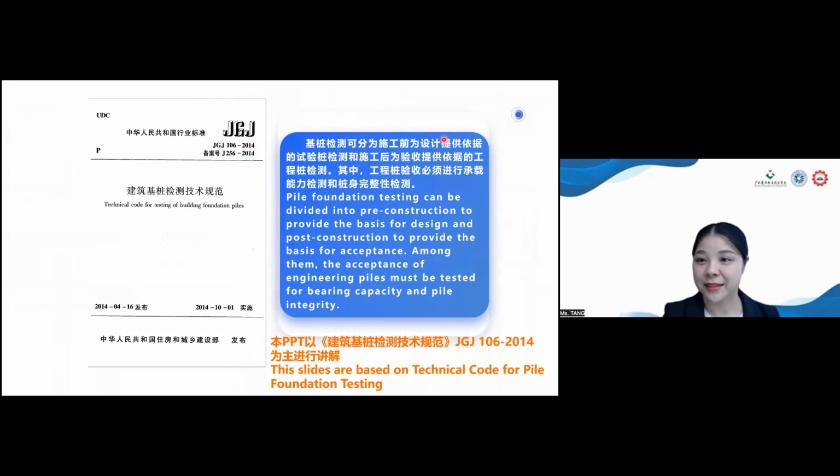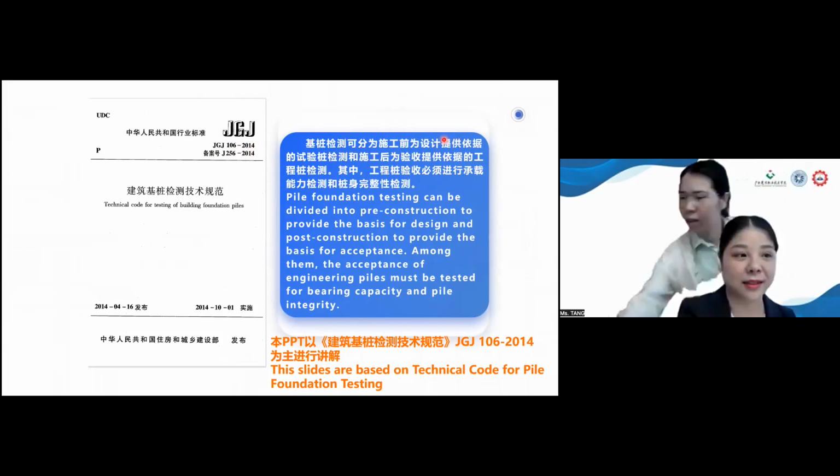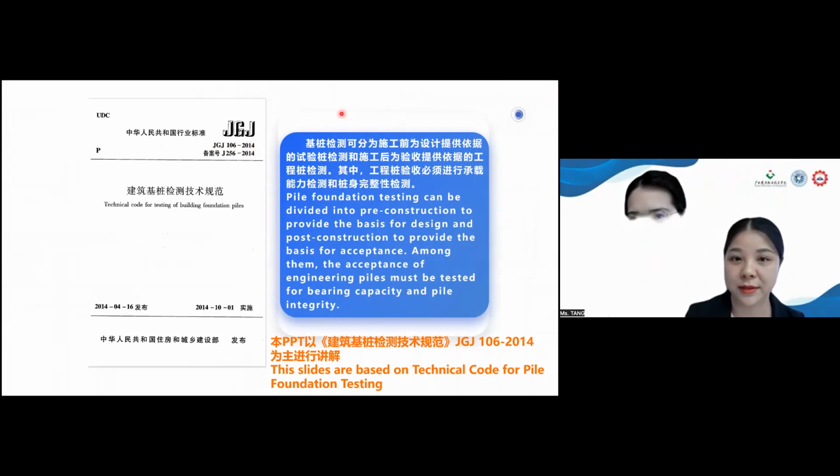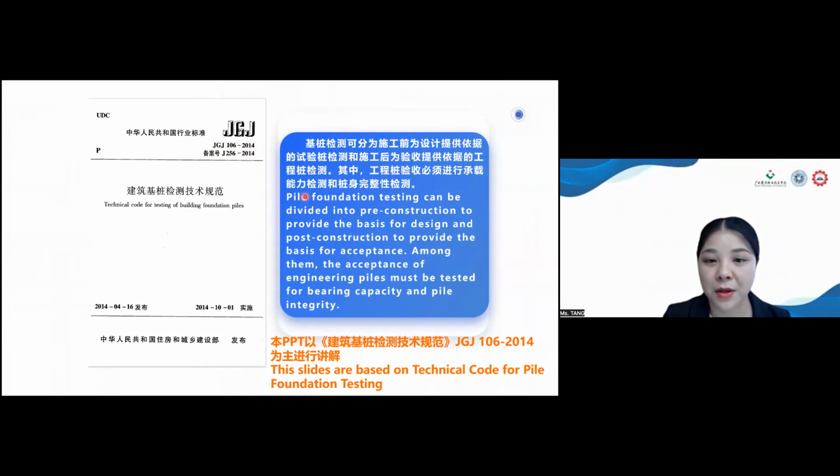Pile foundation testing can be divided into pre-construction testing to provide the basis for design and post-construction testing to provide the basis for acceptance. Among them, the acceptance of engineering piles must be tested for bearing capacity and pile integrity.